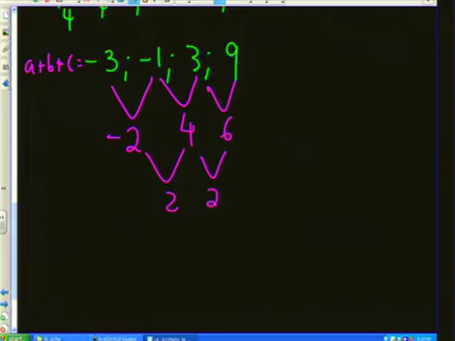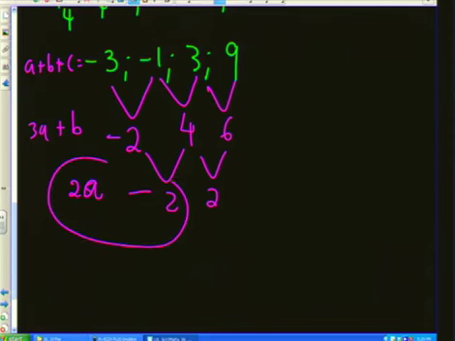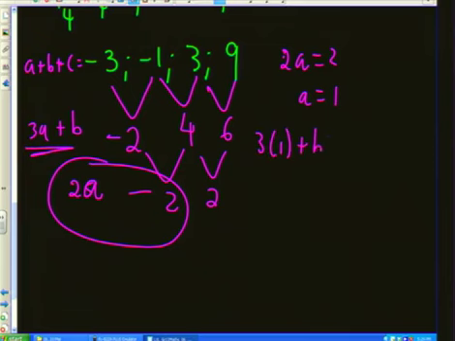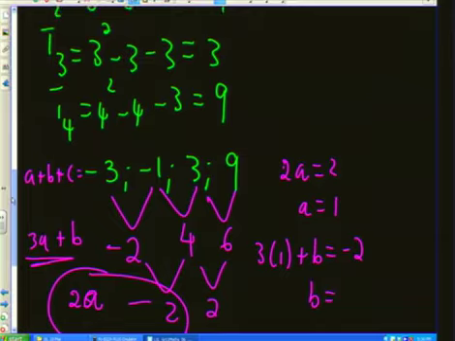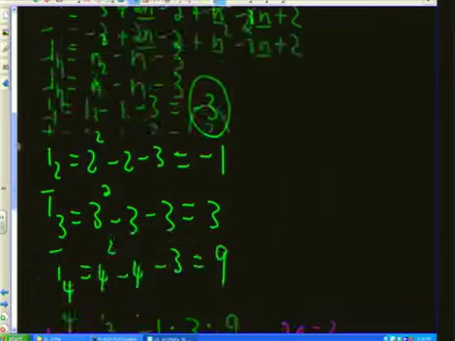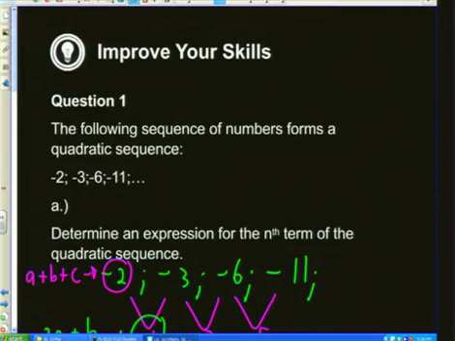Now, your first term of the first difference is 3A plus B, and your second difference is your 2A, right? So now, therefore, you can work out what A is. You have 2A is 2, then A is 1. Now, you can substitute 1 in this. You've got 3 bracket 1 plus B. That gives us minus 2. So B is minus 2 minus 3, which is, okay, wait a second. We just check here at the back.